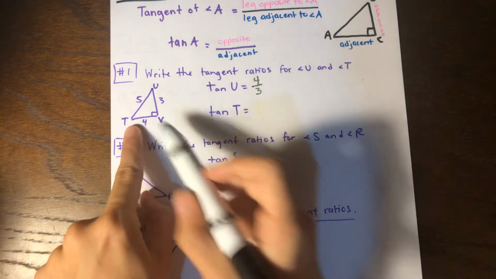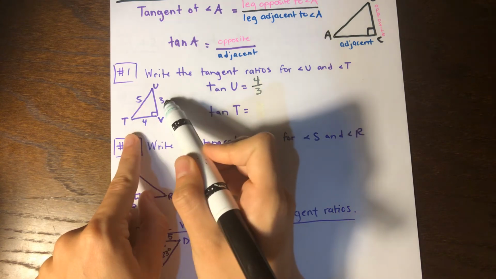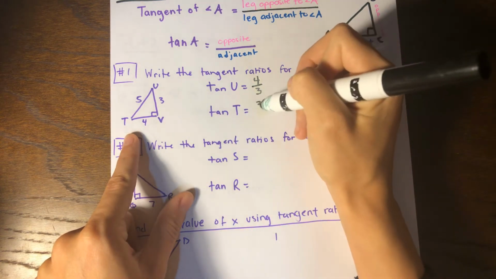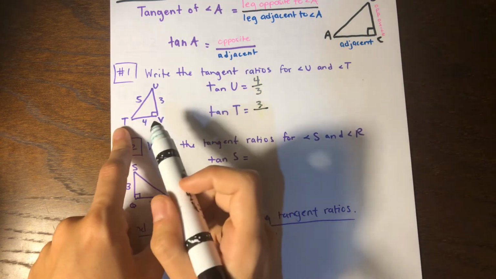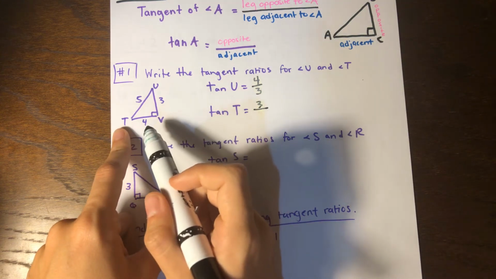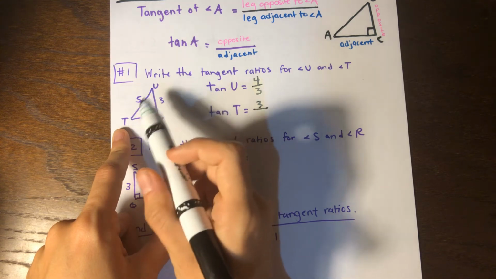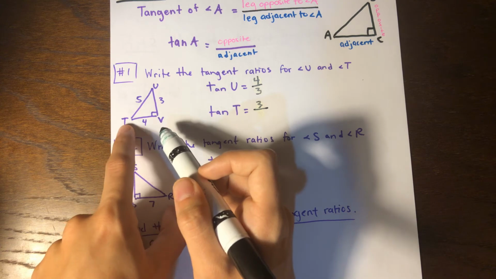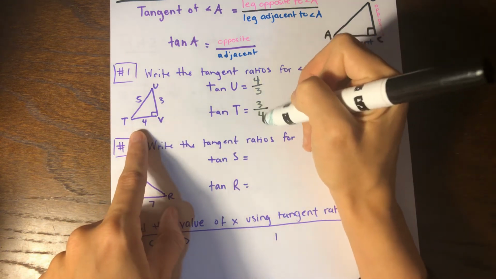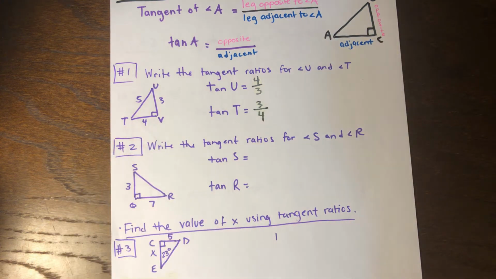Now the next one, tangent ratio of angle T. We go to T, we go to the one directly across from it, which would be 3. So we have 3 over. Now, for the tangent of T, the leg adjacent would be 4, not 5. 5 is the hypotenuse, it's the diagonal one. The adjacent is always the straight one that's right next to it. So 3 over 4. I can't simplify, so I'm done.